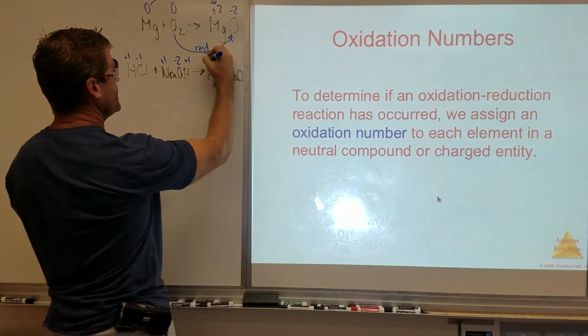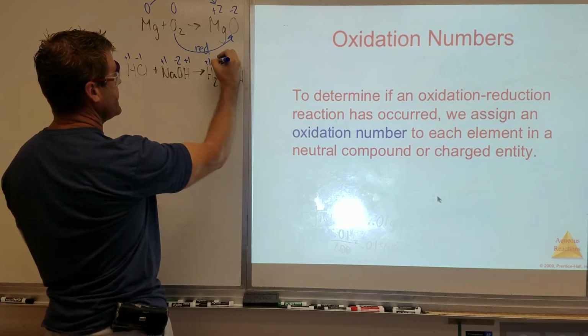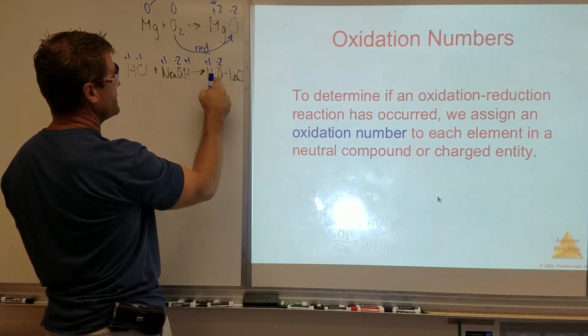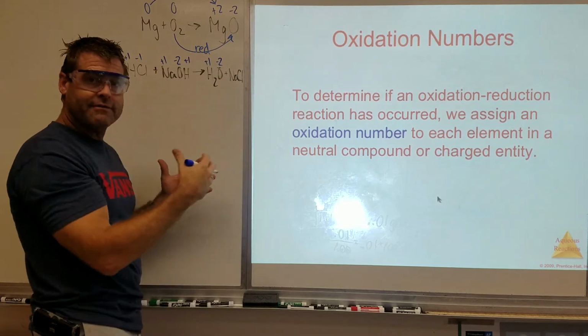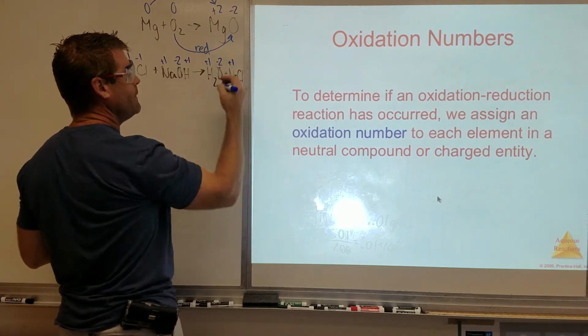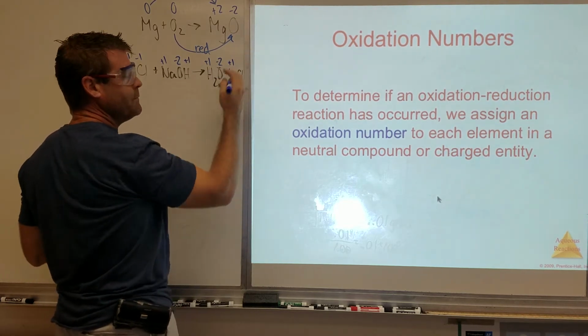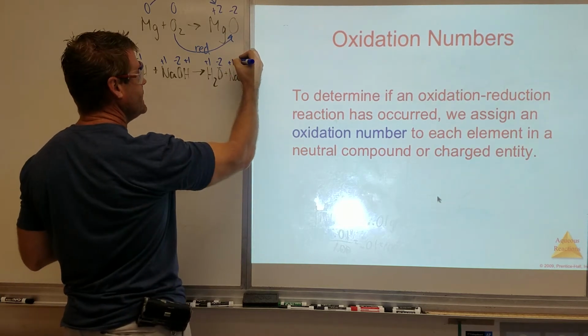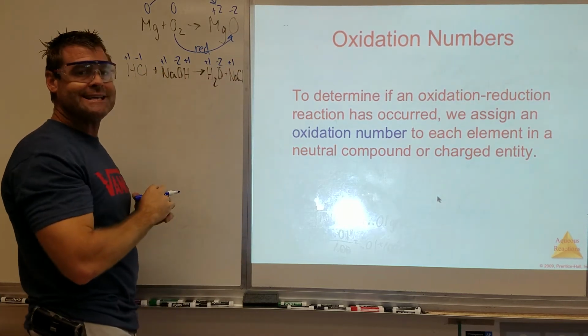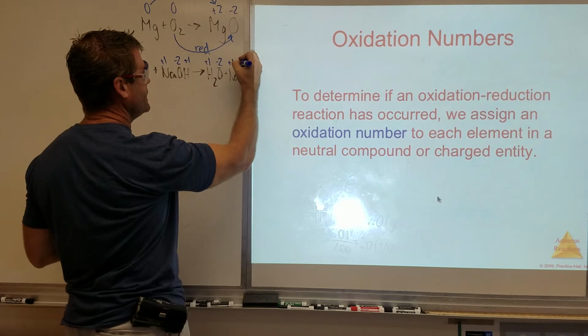Hydrogen here is a +1. Oxygen is a -2, right? 2 hydrogens +1, oxygen's -2. Sodium, and I'm going kind of fast, but I'm thinking this is a review for some of you because it's very similar to valences. But remember, you assign it to every single atom, okay? And then chlorine here would be a -1.